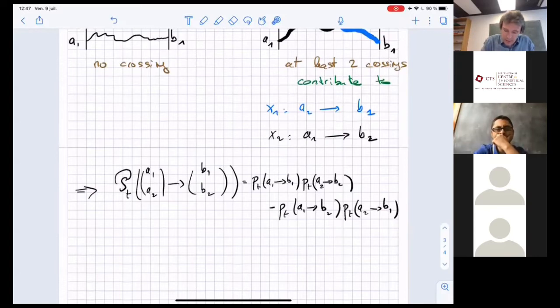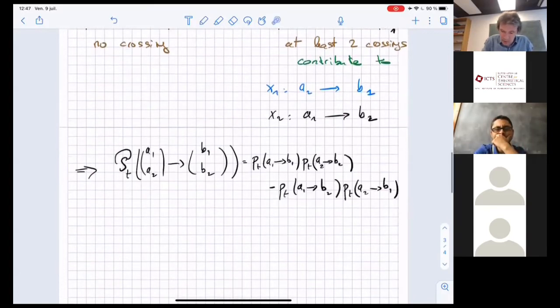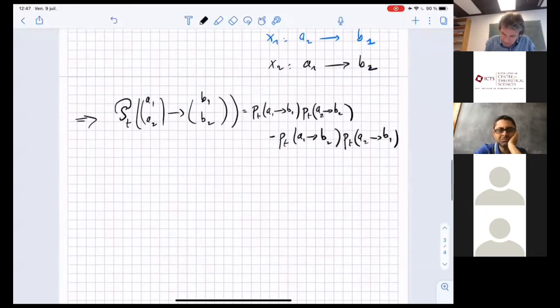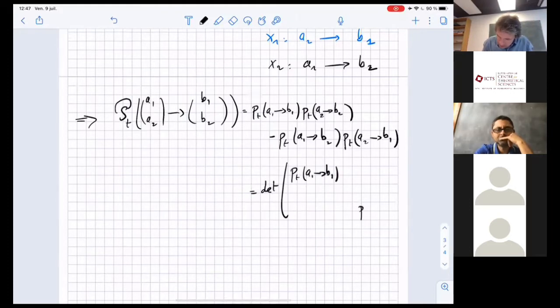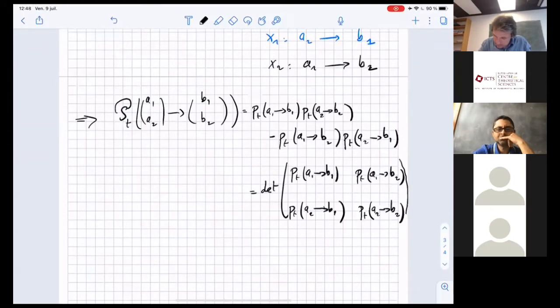But there is slightly more than that, because if you look at this formula, you can actually write it as a 2x2 determinant. This is just the determinant of the following matrix, where you have PT from A1 to B1. The other term on the diagonal is just A2 to B2. And then the off-diagonal term, you guess what it is, just PT from A1 to B2. And here, this is the PT of A2 to B1.